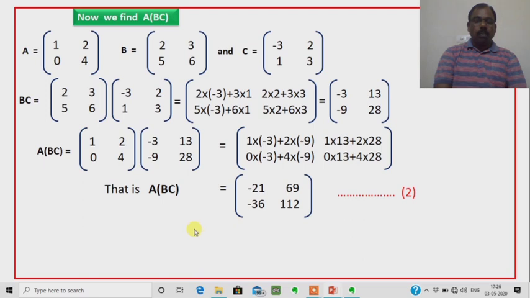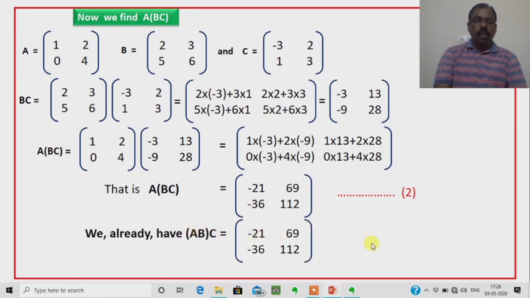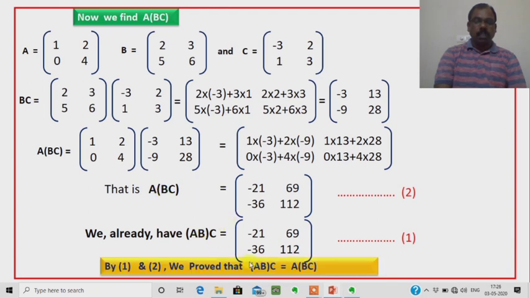We now take equation number 1, what we have proved earlier, that is AB times C, which is also minus 21, 69, minus 36, 112. We compare these two matrices 1 and 2, we can say that A times BC is equal to AB times C. That is, AB times C is equal to A times BC.